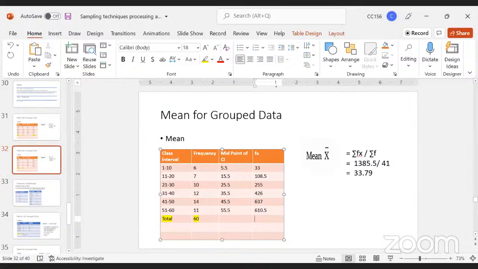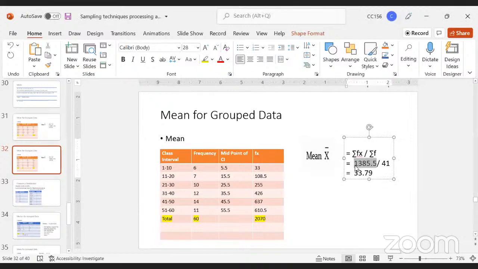Same coming for everyone. 2070. Good, excellent. So almost every score is coming as 2070. Now let's substitute these values in the formula, sum of fx by sum of f, right? So sum of fx is your 2070 divided by 60. So what is that coming to?